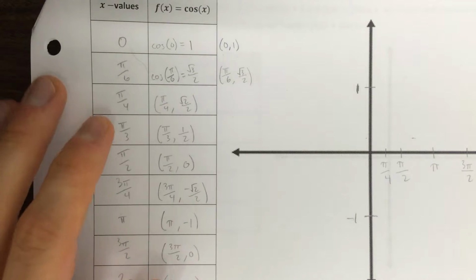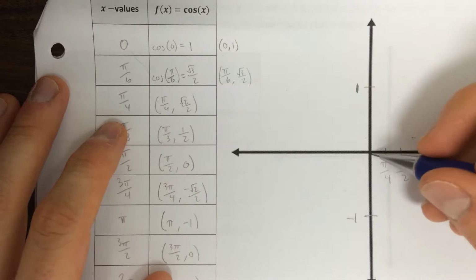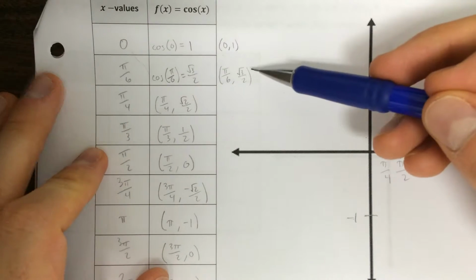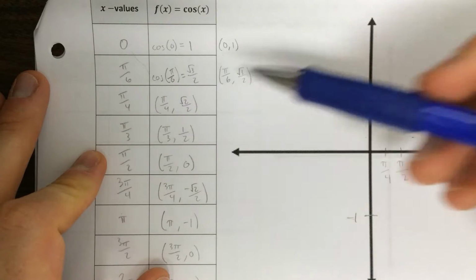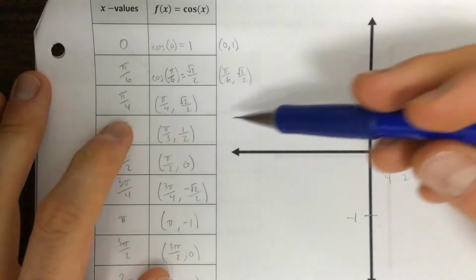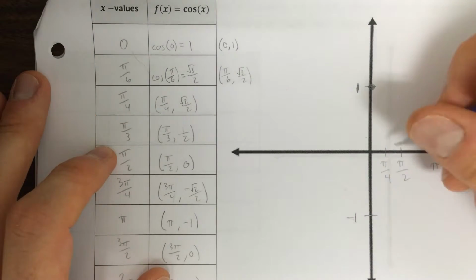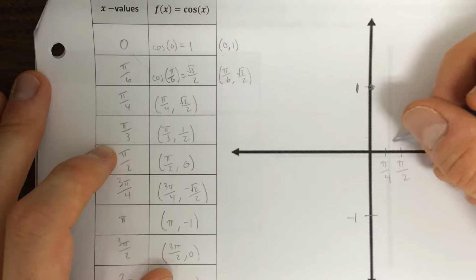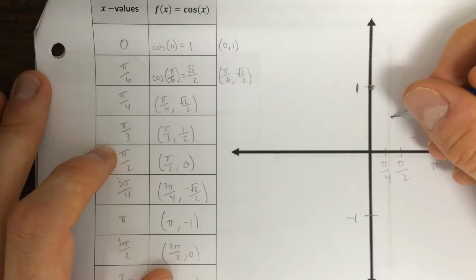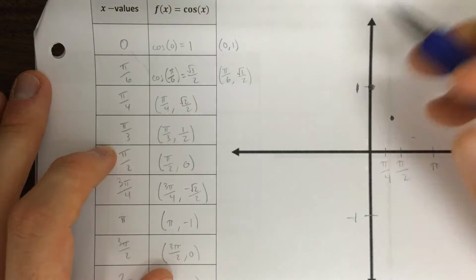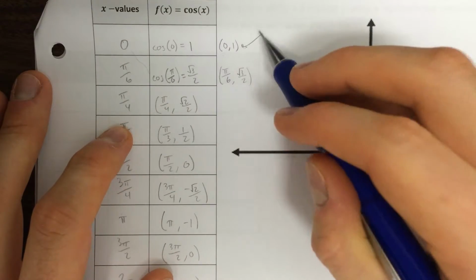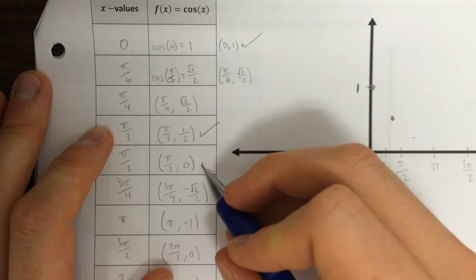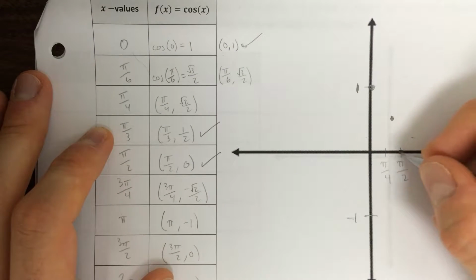So let's start with 0, 1. If I'm at 0, go up to 1. That's one of my points. I'm not going to worry about pi over 6. I'm not going to worry about pi over 4. Pi over 3, it's going to be between pi over 4 and pi over 2, a little bit closer to pi over 4. And 1/2. That might be an easier point to plot. So we plot this one here. Pi over 3, 1/2. Pi over 2, 0 right there. We'd go here.